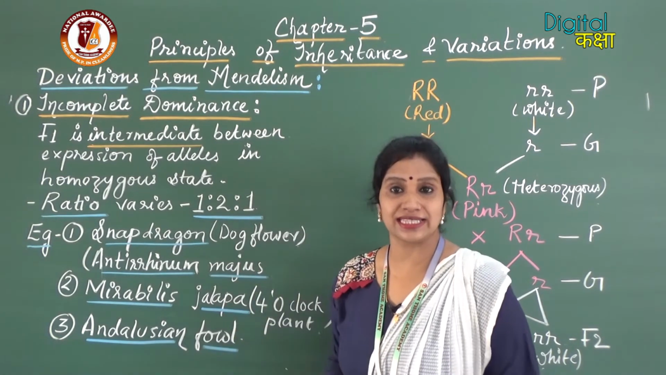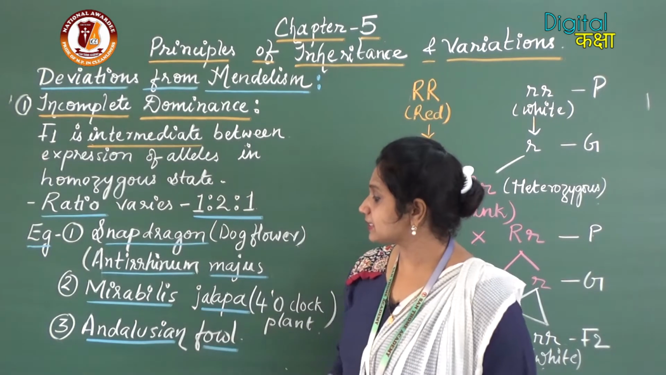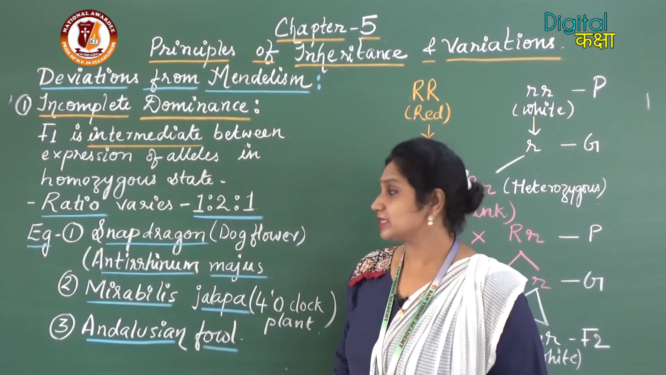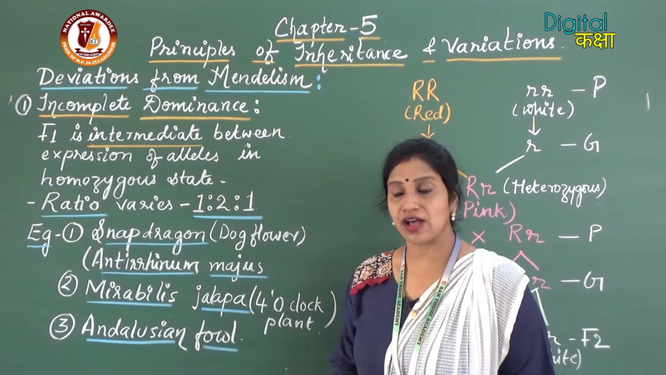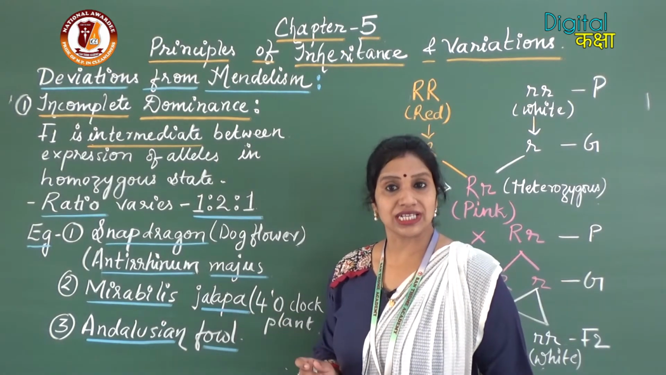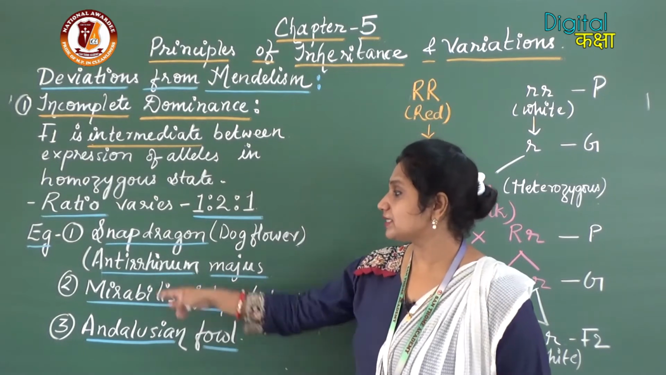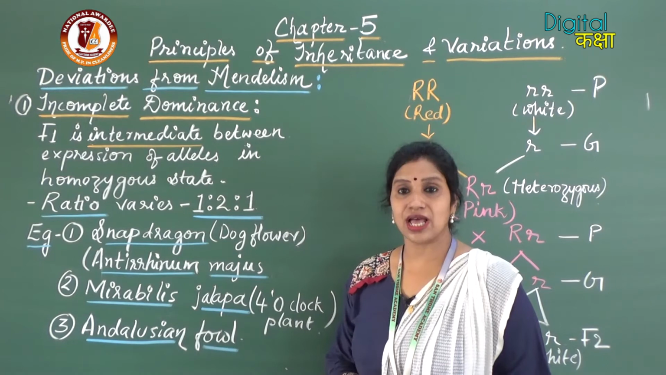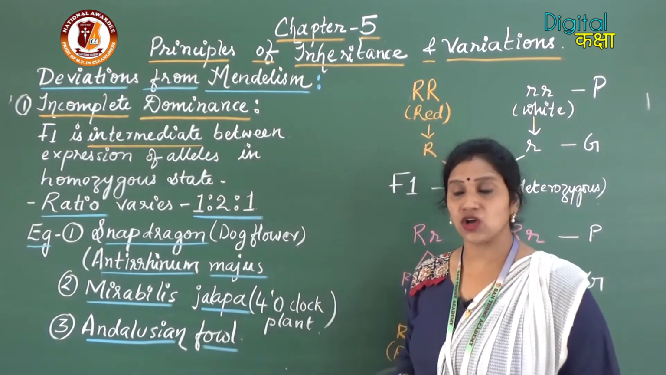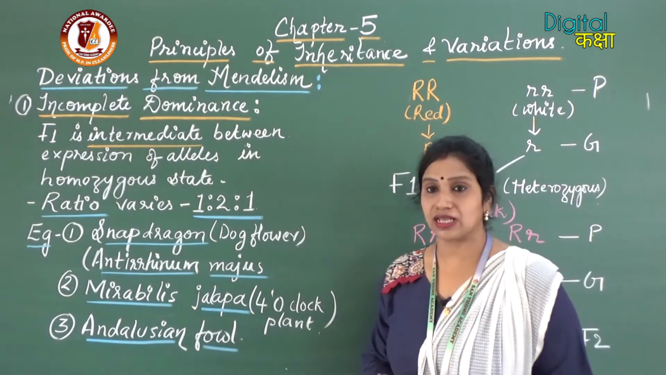So let's take the examples. Here we will be seeing 3 examples. Number 1 is the snapdragon or dog flower, whose botanical name is Antirrhinum majus. Second is Mirabilis jalapa, which is commonly called the 4 o'clock plant.